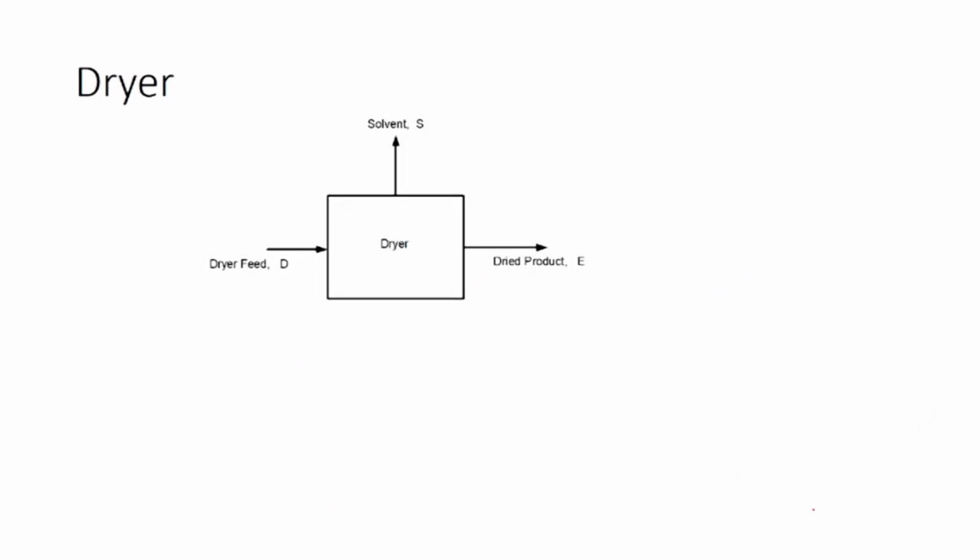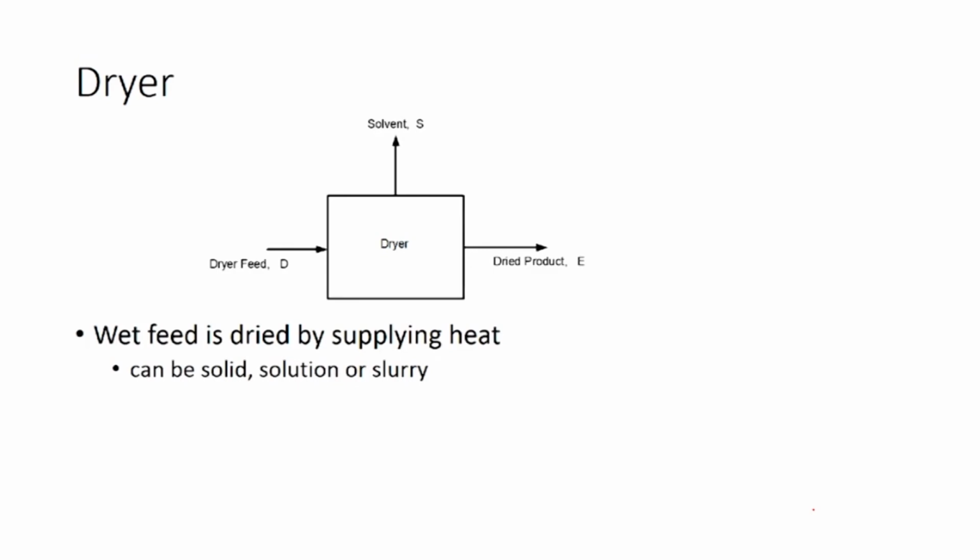Now, let us consider a different process, drying. Drying is a process where you have one feed which enters into a dryer, and this system gets heat supplied to it, thereby some of the solvent gets evaporated and you end up with a dried product. The wet feed which enters into the system can be a solid, a solution or a slurry. The solvent stream is a vapor which is solid free. Only the solvent gets evaporated and leaves the system as a vapor. The solids do not accompany this solvent stream which leaves the dryer.